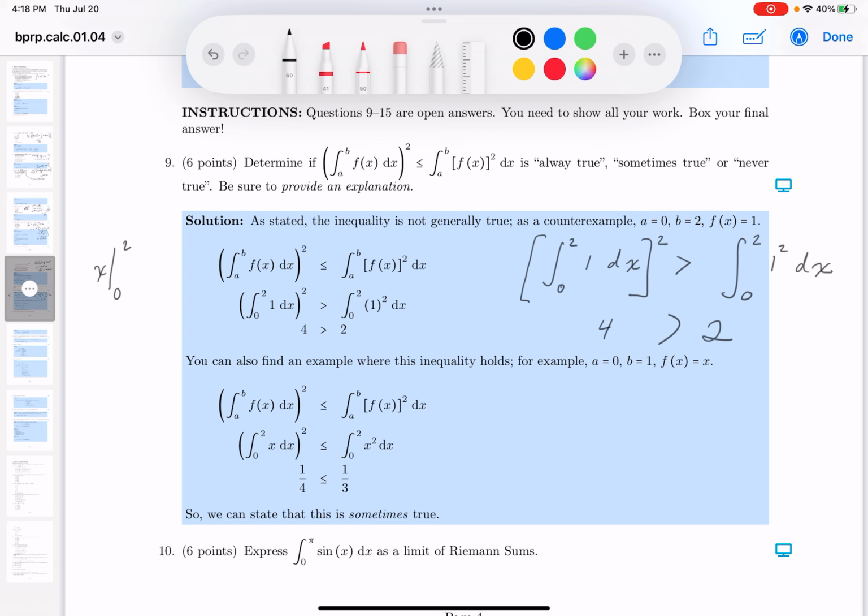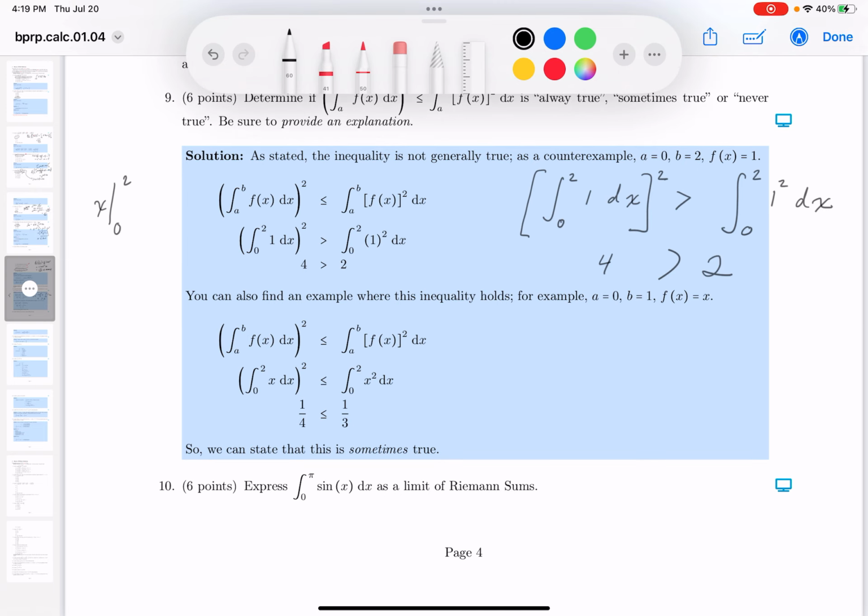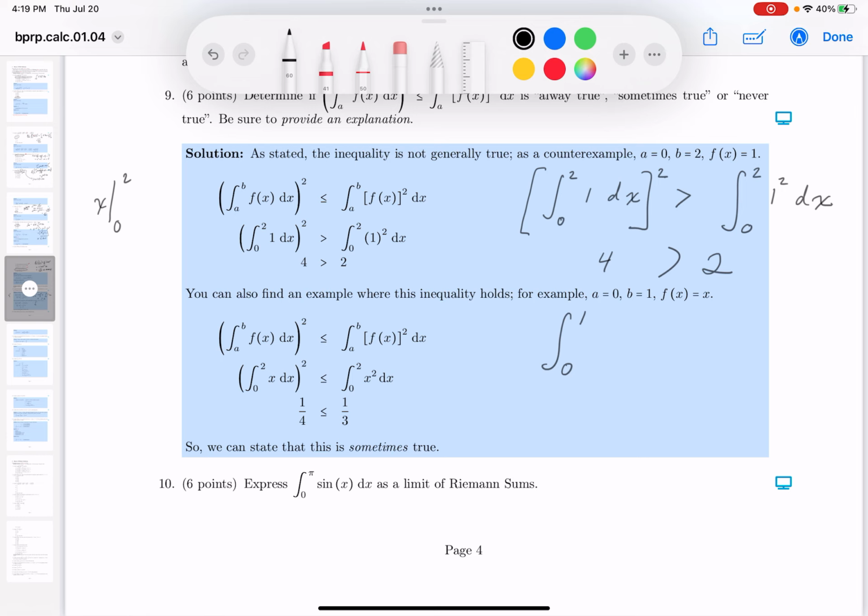Here's the deal, though. I want to come up with an example where it is true. And there's another easy example to choose. Let me go through that with you. So I'm going to say from 0 to 1, x dx. When I square that, it's less than or equal to the integral from 0 to 1 of x squared dx. I'm squaring the integrand. Let's go through it. In the first integration, what do you get? Let me get my eraser out. I would get x squared over 2, limits of integration 0 to 1. So it's 1/2. When you square that, you get 1/4.